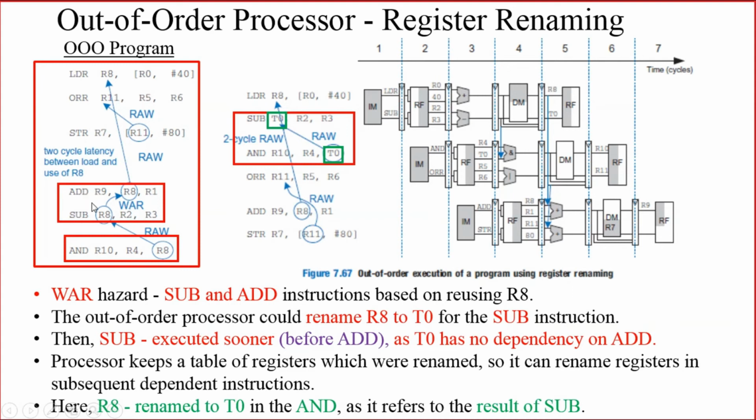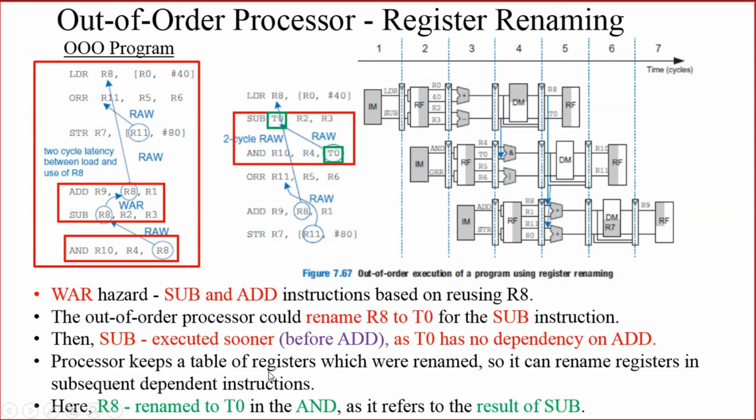But in the previous case, sub would be executed only after add, because otherwise a write after read hazard would be there. In this case, sub was executed even before the add instruction because there is no dependency now: sub is using T0, add is using R8. So sub can be executed even before add.